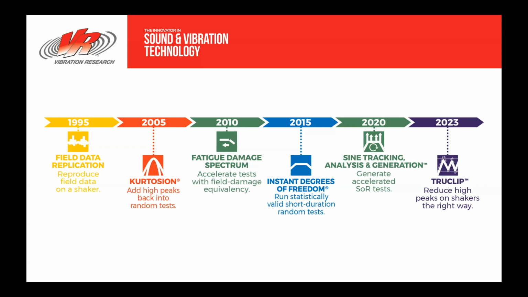In 2020, we released STAG for sine-on-random test generation, specifically for vibration environments with dominant sinusoidal content, such as found with engines. Most recently, TrueClip was introduced to reduce high sigma peaks on the shaker table. This clipping method applies to the control measurement and minimizes the chance of exceeding maximum acceleration, velocity, or displacement limits of your shaker. These are our most noteworthy innovations, but our products exhibit hundreds of other innovations covering math algorithms, usability, and user interface features.